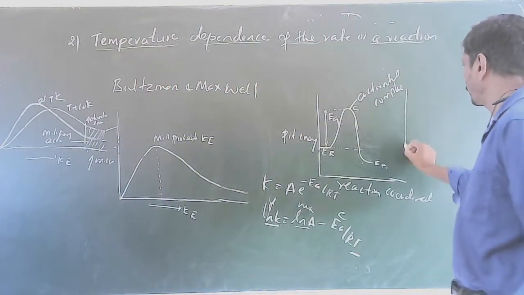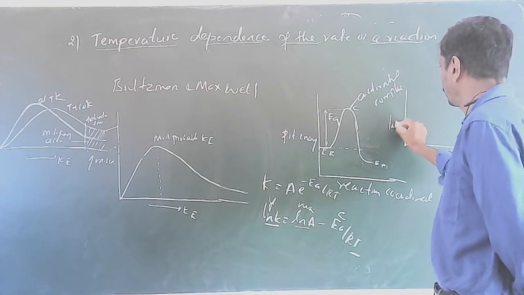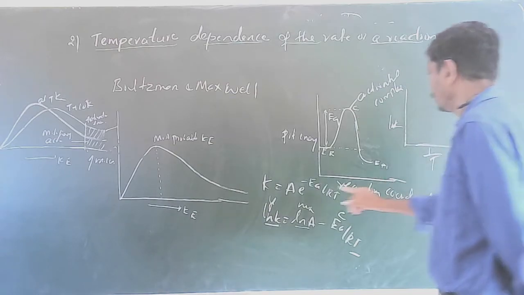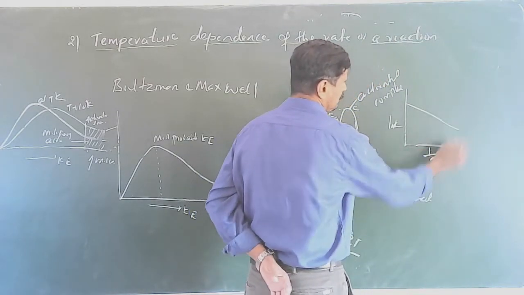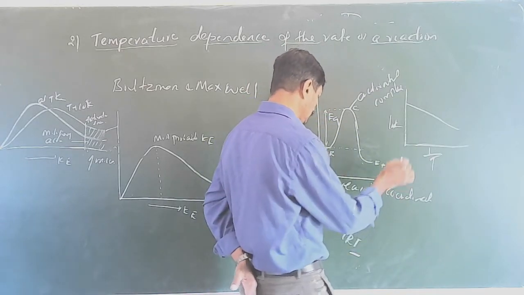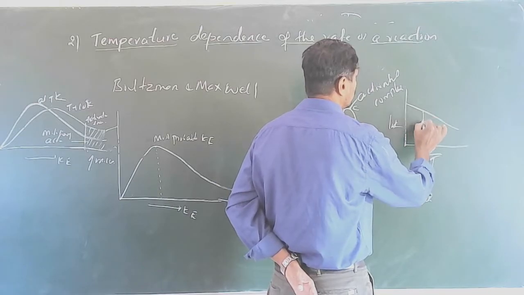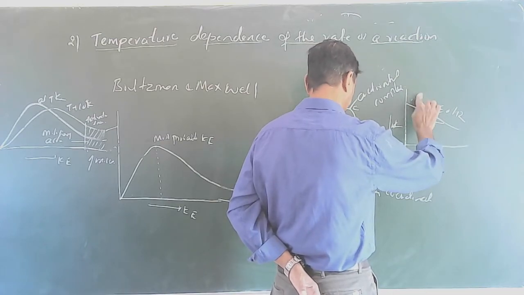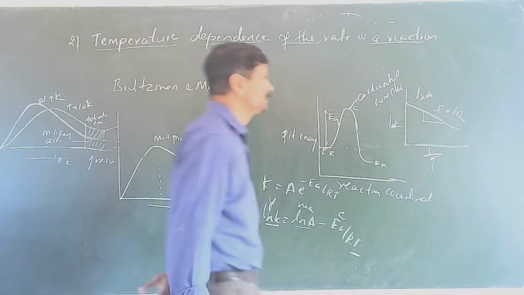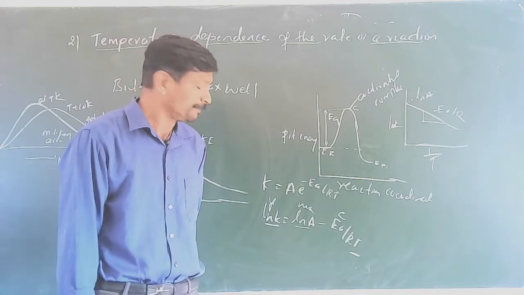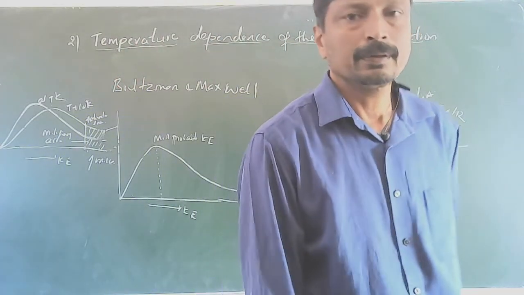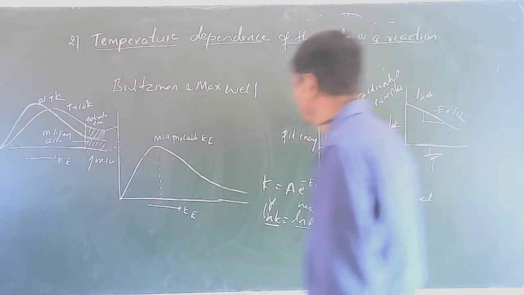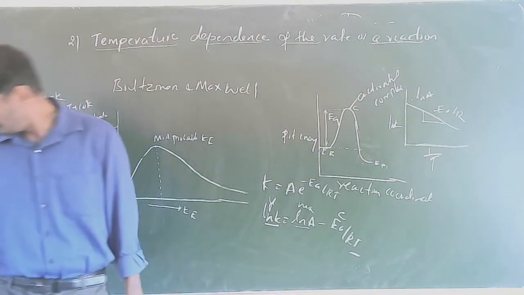Therefore, what type of graph are you expecting here? ln k versus 1 by T. It should have a negative slope. The slope is equal to minus Ea by R, and the intercept is ln A. This is the second form of the Arrhenius equation. You can take the logarithm and convert it into log to the base 10.